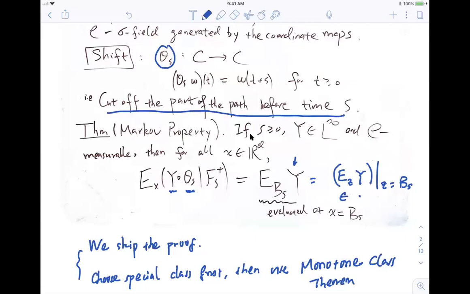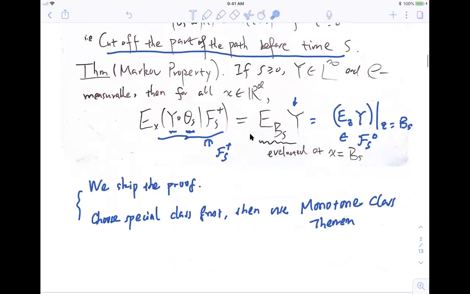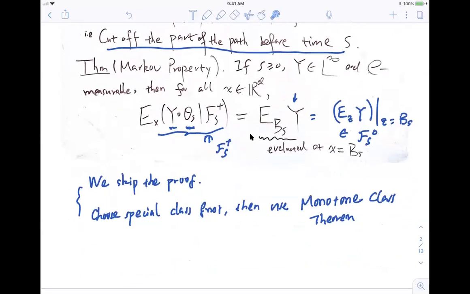we can see this is F_s^0 measurable. So by the conditional expectation, this is F_{s+} measurable. So this is a random variable we project to the sigma field F_{s+}. So we get a random variable which is F_{s+} measurable, and this is F_s^0 measurable according to the above. So you show F_{s+} and F_s^0 are basically the same.